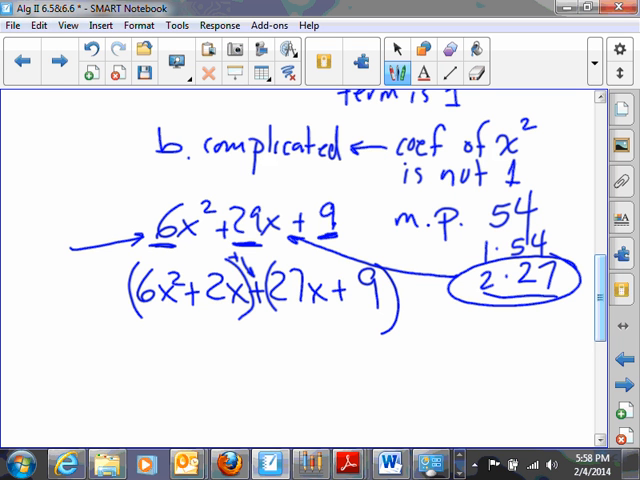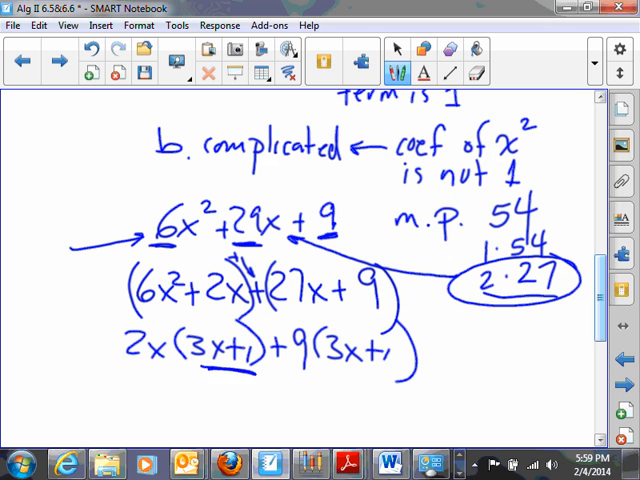The greatest common factor in the first binomial is 2x. You're left with 3x plus 1. The greatest common factor in the second binomial is 9. Take that out, you're left with 3x plus 1. Now, look here. 3x plus 1 is a factor of this term, and 3x plus 1 is a factor of this term, and we're adding them together.